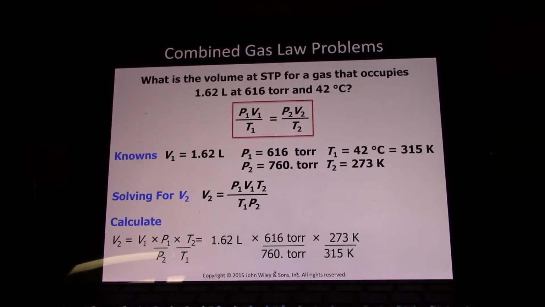And then we plug and chug. It's important to remember that temperature must be in Kelvin. Everything will be wrong if temperature is not in Kelvin. It is essential to use Kelvin temperature for all gas law problems. And we get our answer of 1.14 liters.